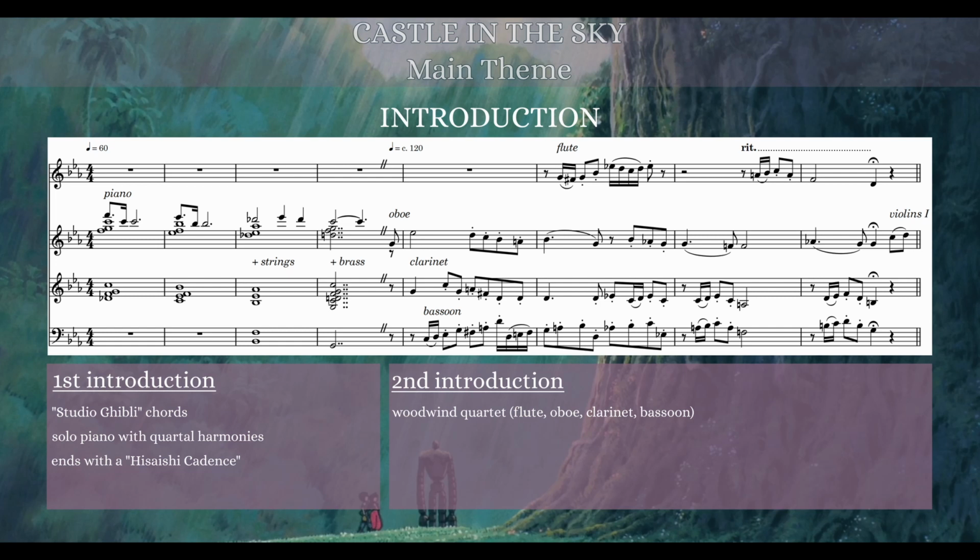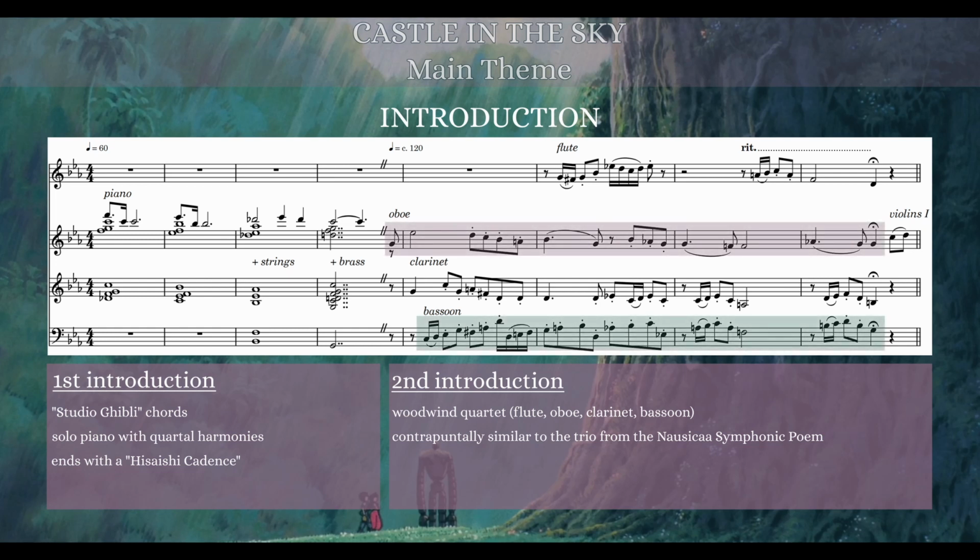If you watch my last video on contrapuntal writing, you might notice that this texture is very similar to a woodwind trio from Hisaishi's Nausicaa symphonic poem. He similarly places the melody in the oboe here, bassoon as the bass instrument, and clarinet sandwiched in between.